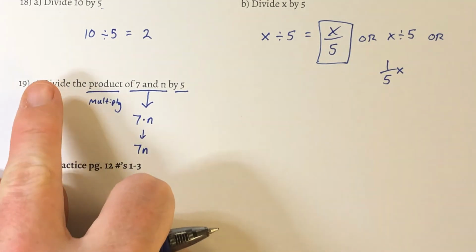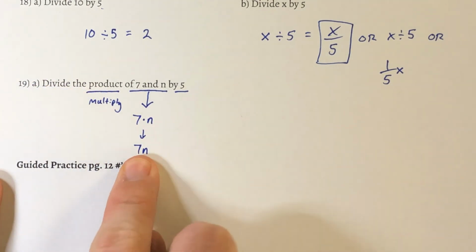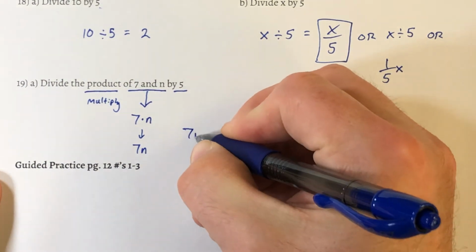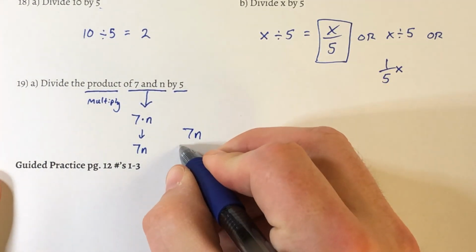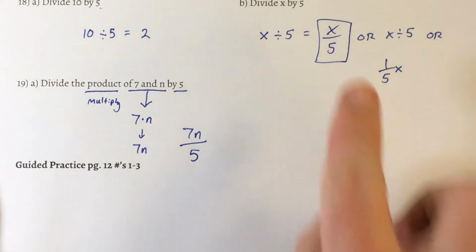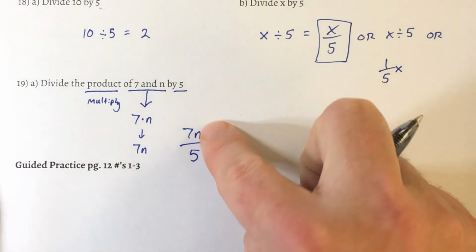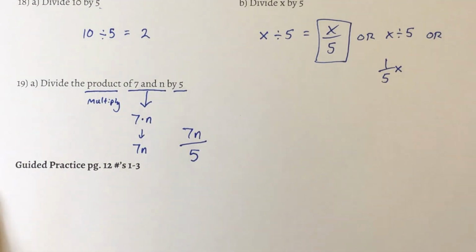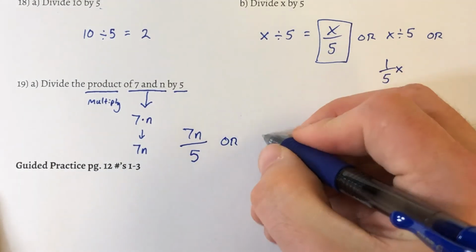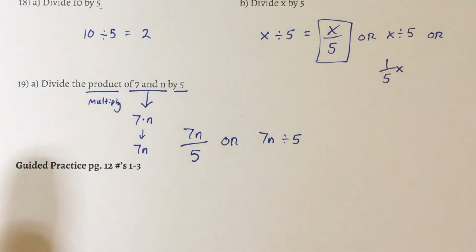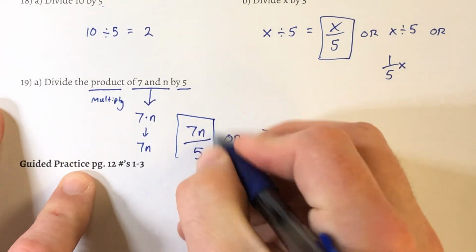Now what am I going to do? I'm going to divide the 7n by the 5. So 7n, divide it by 5. And I'm just going to jump to the preferred way as a fraction. So 7n divided by 5 as a fraction, 7n over 5. You could, again, write it like this, 7n divided by 5 like that. I'm going to circle this one.